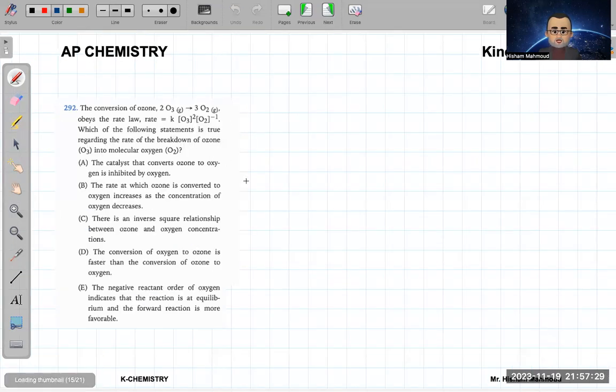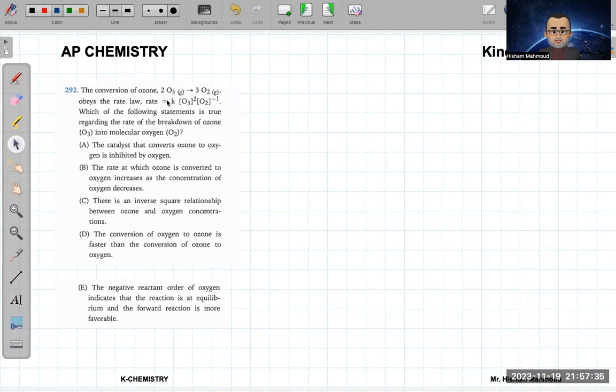Next one is the conversion of ozone to oxygen obeys the rate law. Rate is equal to K [O3] [O2] to the power of minus 1. I hope that I'm recording. Yes, I'm recording. Which of the following statements is true regarding the rate of the breakdown of ozone into oxygen molecules? The catalyst that converts ozone to oxygen gas is inhibited by oxygen.